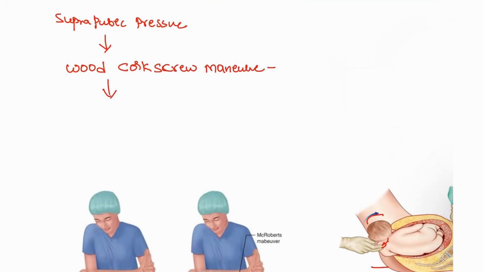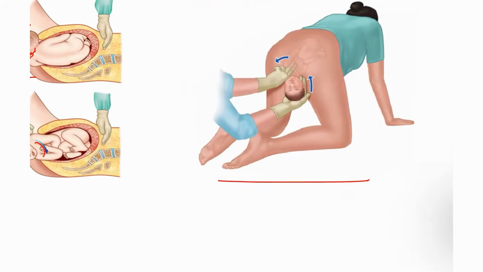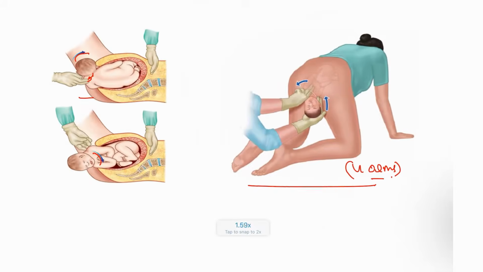Even if that is also not successful, then we are going to proceed for the Gaskin maneuver. Here you can see this is the Gaskin maneuver. The mother is on all fours on the table, in the posterior position. Then we are going to bring the baby out. This is how we are going to proceed.